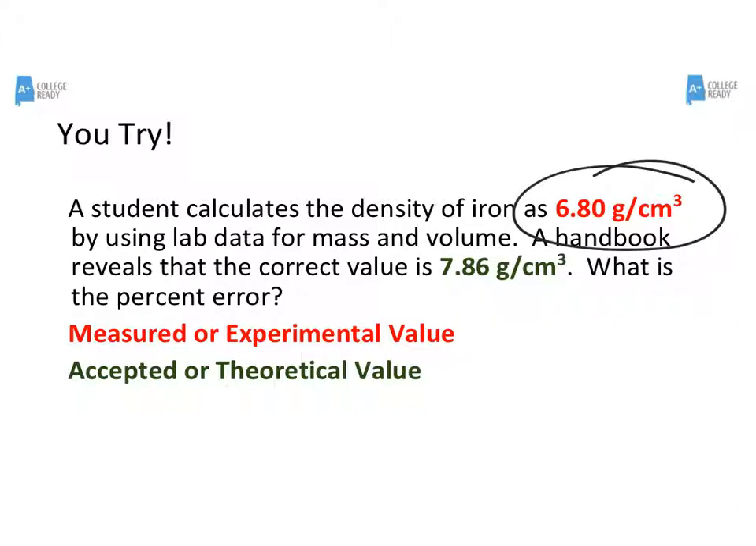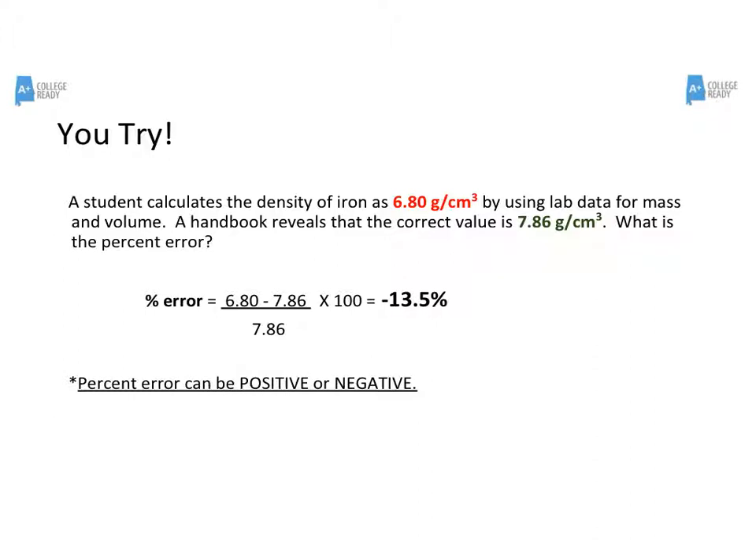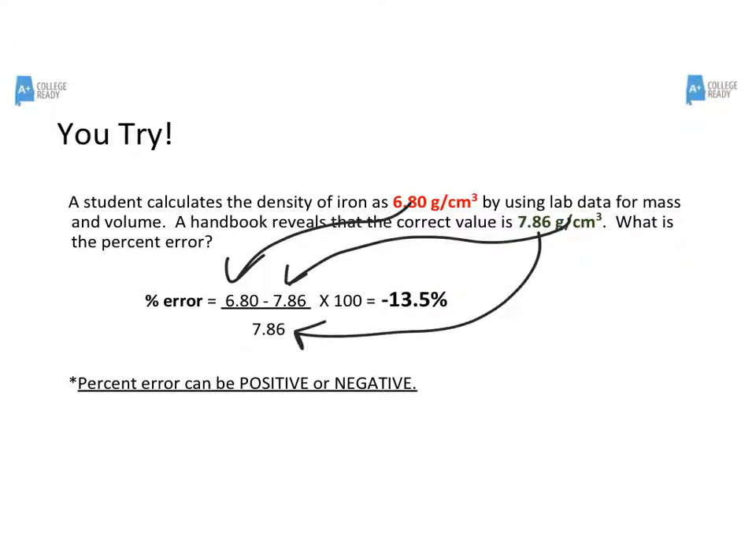So here you identify that this is the measured or experimental value. That's because this was done in the laboratory. Here is the accepted or the theoretical value that you would get out of a reference book. You take your experimental or measured value, compare it to your theoretical or accepted value, divide again by that theoretical or accepted value, and you get 13.5. Percent error can be positive or negative.